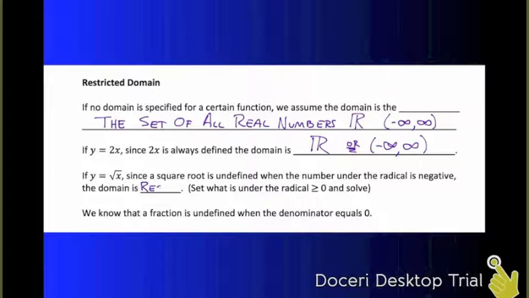And I know it's a small line. I'm sorry, write it underneath if you have to. So for this one, you would set what's under the radical equal to 0 and solve it. Okay, so that's for square roots. They have to be positive underneath there. And we know that a fraction is undefined when the denominator equals 0.